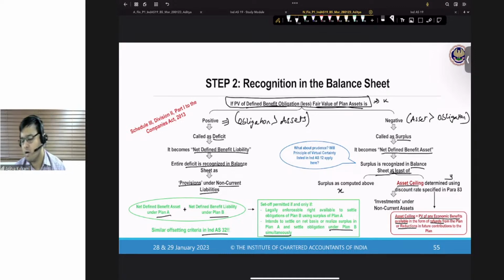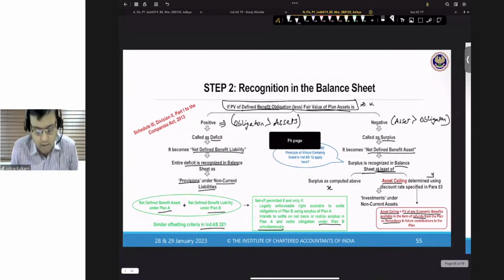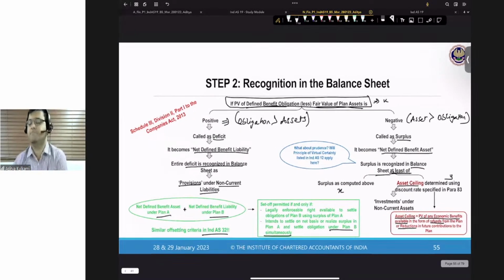Yes, Soham is not there to be seen. Did you understand the concept of asset ceiling? Speak up. Okay, Kaushiki confirmed. What about Rashmi? Did you understand? Shailendra, did you follow?